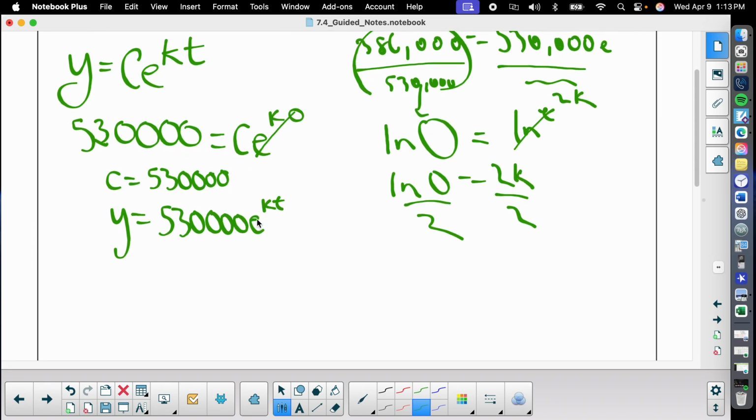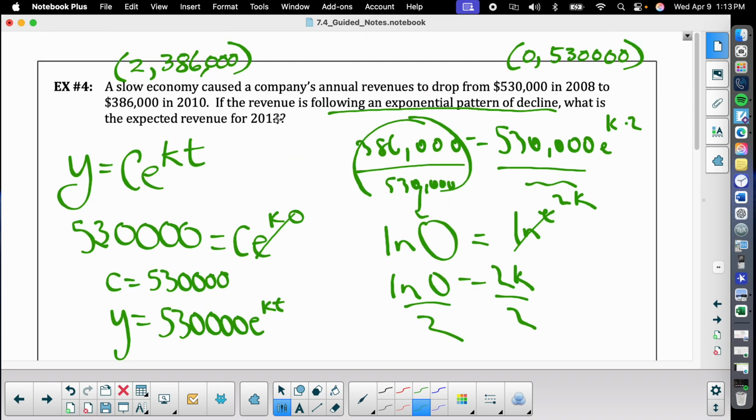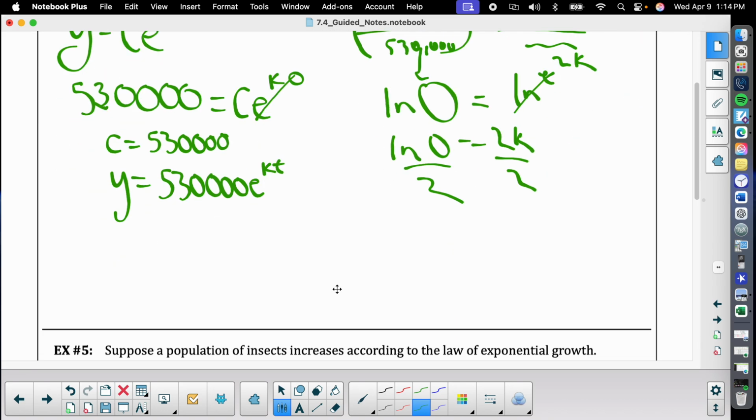I didn't have Jason rewrite the equation. I forgot to. But we are currently at y equals 530,000 e to the power of ln of 386 over 530 divided by 2 times t. What number are we going to put in place of t to find how many dollars it would be in 2013? Perfect. 2013 would be 5. It's however many years after 2008. Okay? Did you plug that in already?